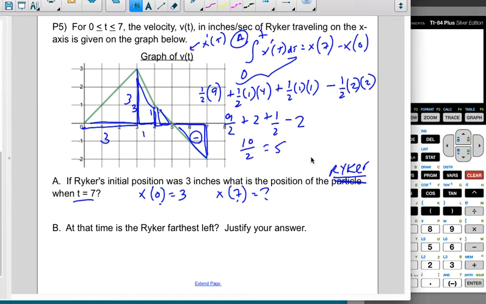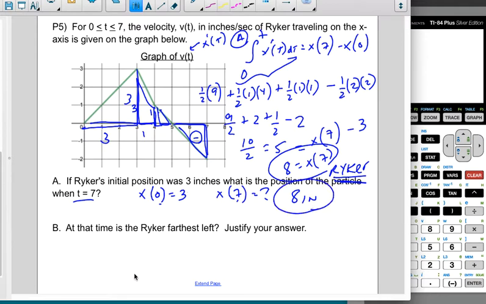Great. Okay, so I get 5. That equals x of 7, which is the thing I want, minus x of 0, which was a 3. When I add the 3 over, I get 8. So 8 is my x of 7. So x of 7 is 8 inches, right? That's my x of 7.